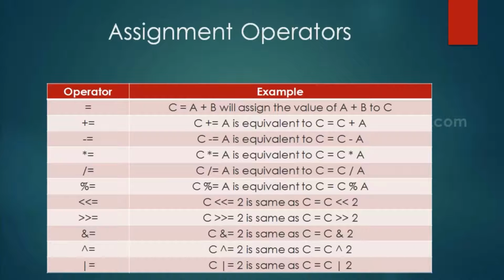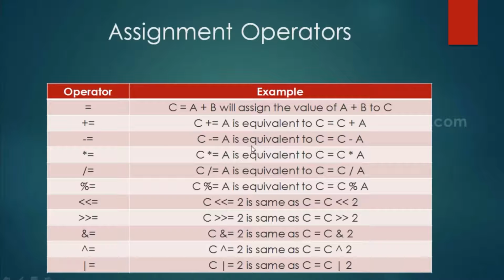Then we have assignment operators. As we have seen, equal to is an assignment operator, which puts data from the right side into the left side variable. So if I have C equal to A plus B, first A plus B will be evaluated, then that value will be assigned to C. If I have plus equal to, so C plus equal to A means C equal to C plus A. That is addition and then assignment.